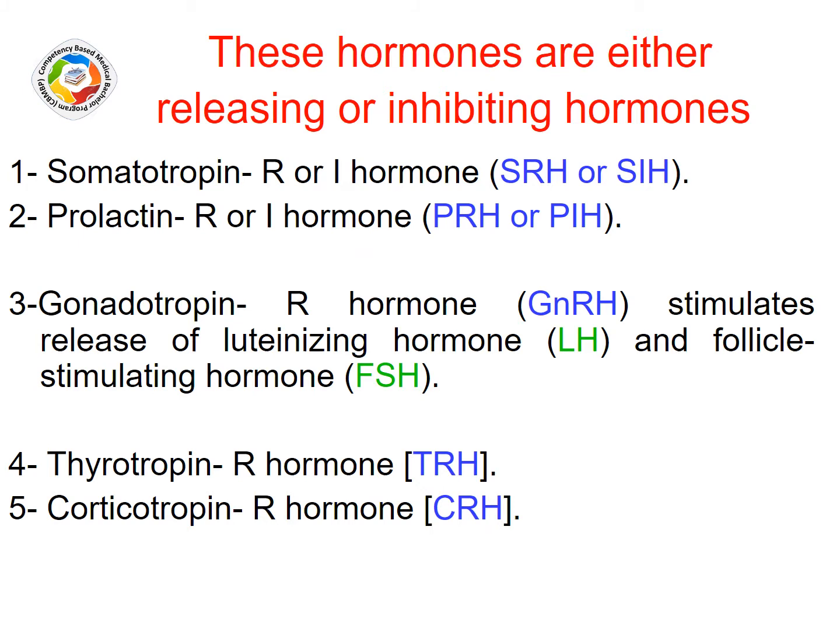So these hormones are either releasing or inhibiting hormones. First, somatotropin releasing or inhibiting hormones. Prolactin releasing or inhibiting hormones. Gonadotropin releasing hormone, which stimulates the release of luteinizing hormone and follicle stimulating hormone. Thyrotropin releasing hormone. Corticotropin releasing hormone.